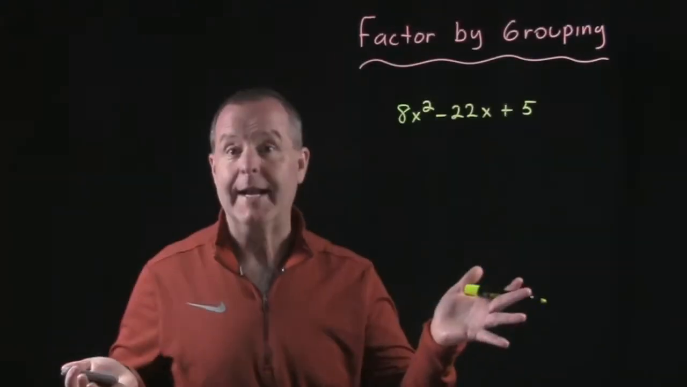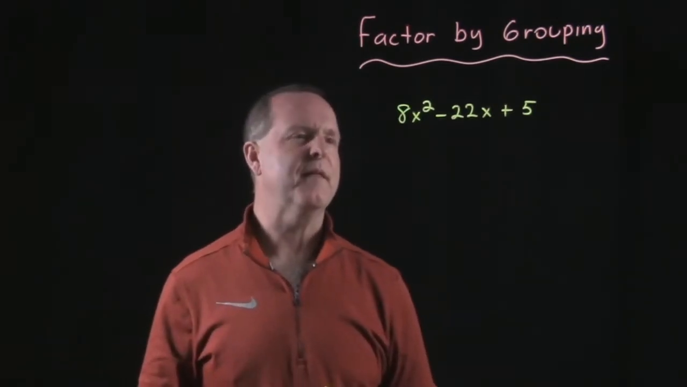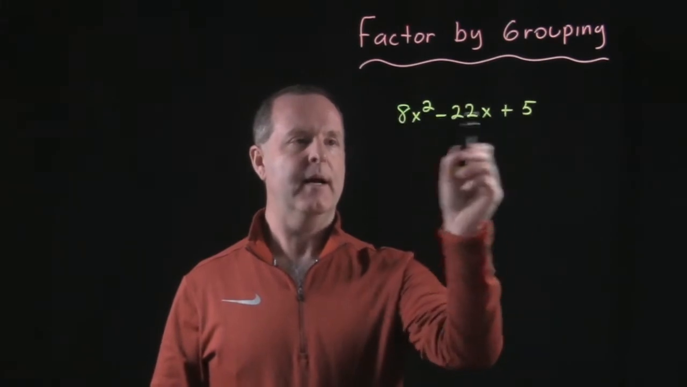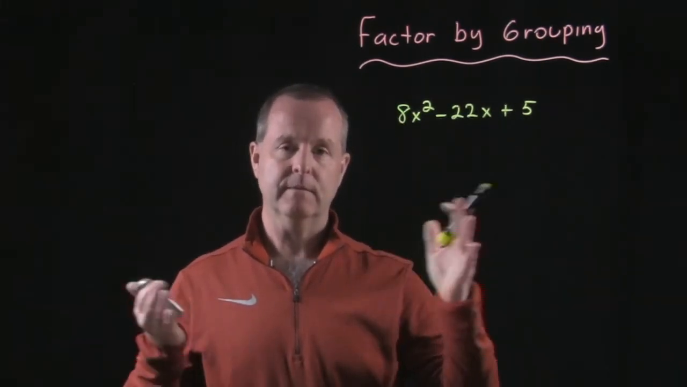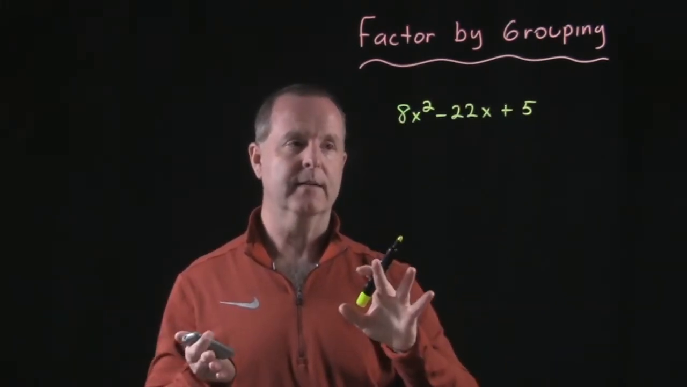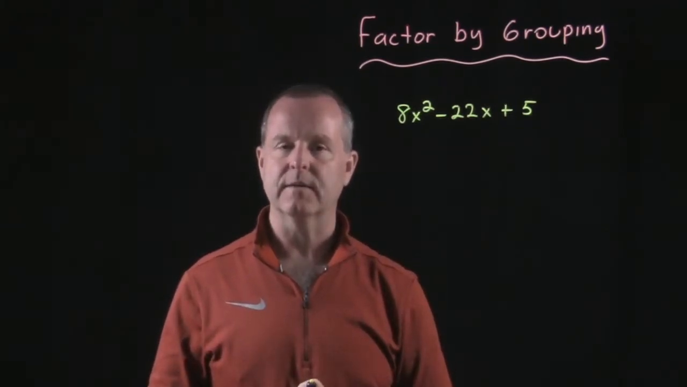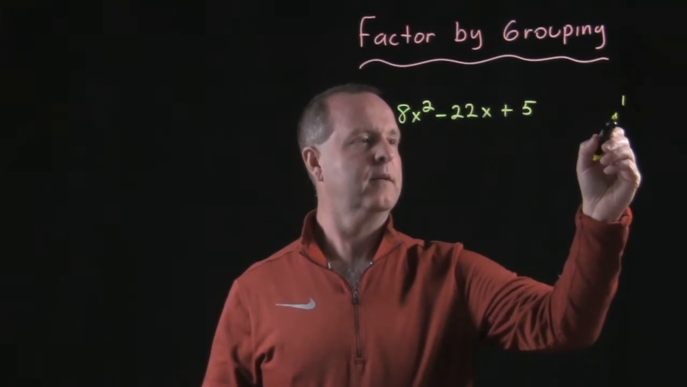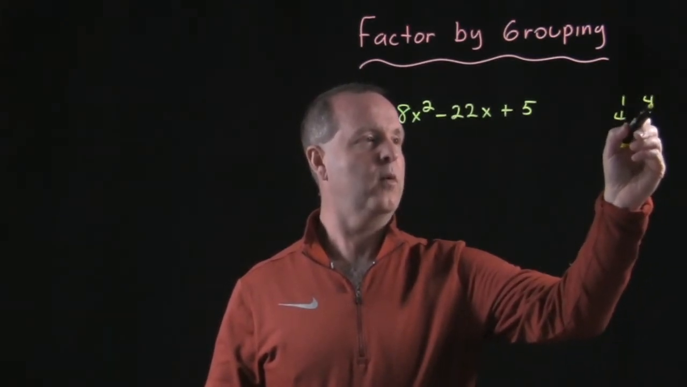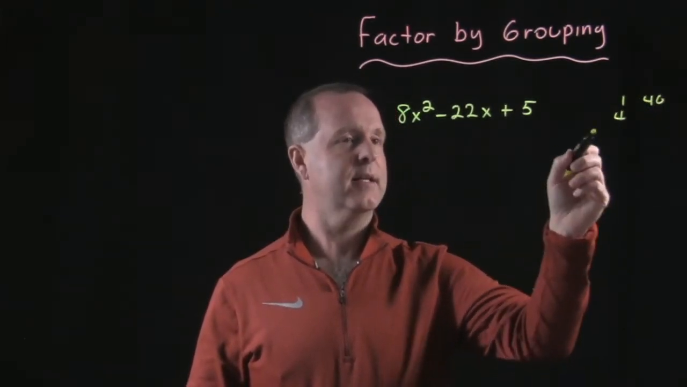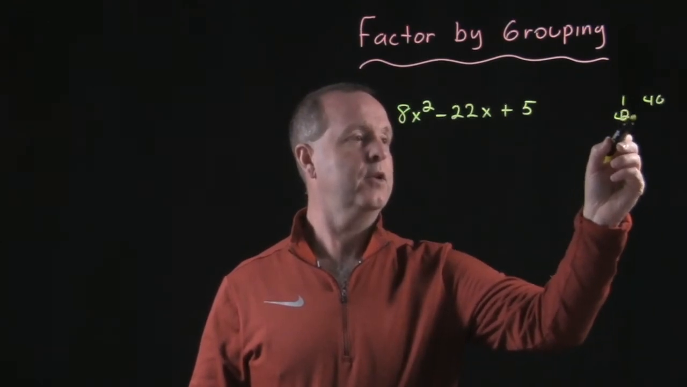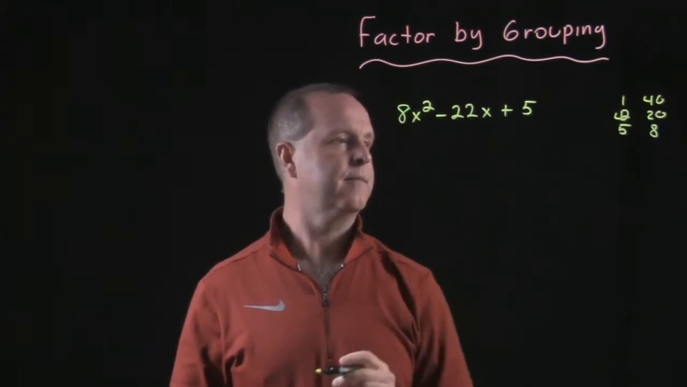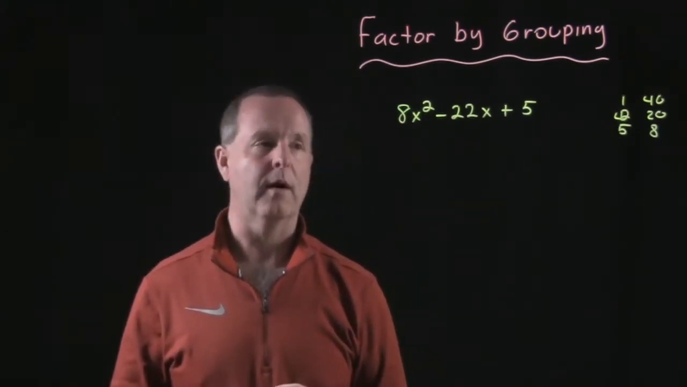All right, let's try it again. Let's see if this factoring by grouping works. How we start is we're looking for 8 times 5. The product at the end is 40. So what are all the factors that go into 40? 1 and 40 are factors that go into that. 2 and 20 go into that. 5 and 8. And there might be a few more.